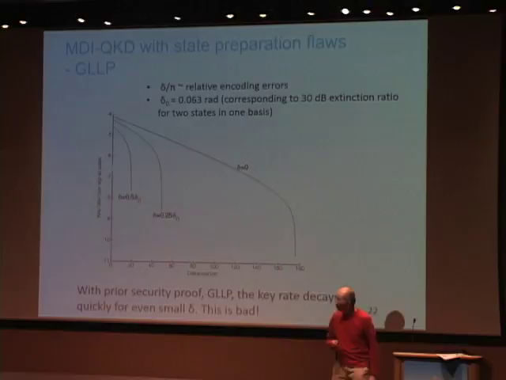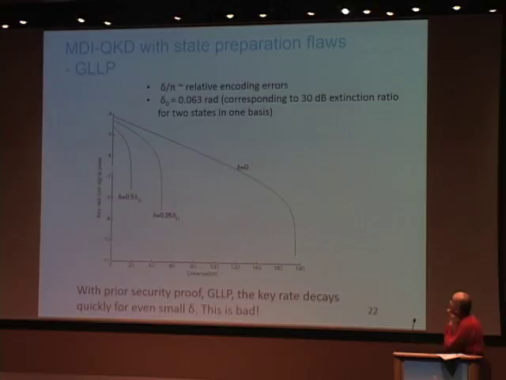In fact, we have done this GLLP analysis. You can see a small amount of encoding flaw, like 0.063 radian, a very small amount, and then even less, one half or maybe one quarter of that, and the key rate already drops a lot. This is key rate versus loss or distance. So the key rate really drops substantially because of imperfections in GLLP. The bottom line is that with the prior security analysis GLLP, the key rate decays very fast even for small delta. So this is very bad. We don't like this.